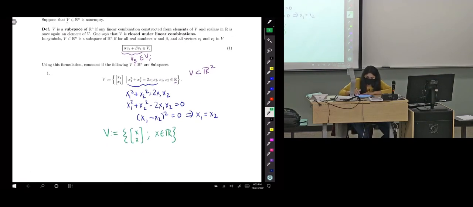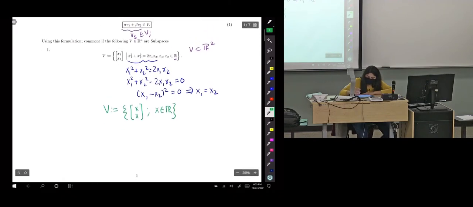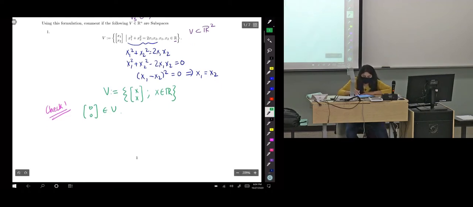An easy way to do it is to check if the zero element belongs in V. So check 1: you want to check if (0, 0) belongs in V. Since (0, 0) has the same number in both entries, x1, x2 equals x, so we can say that (0, 0) does indeed belong in V.